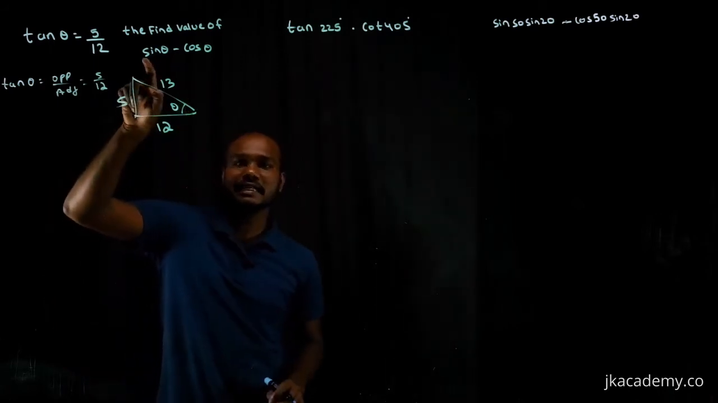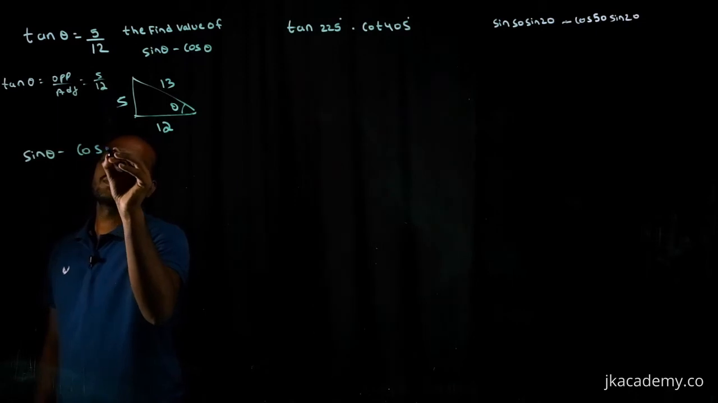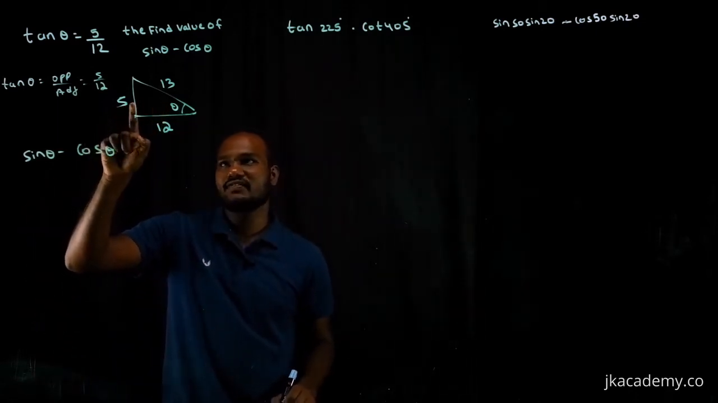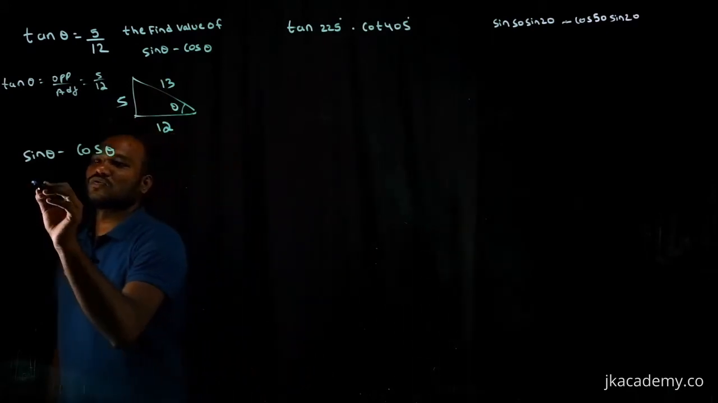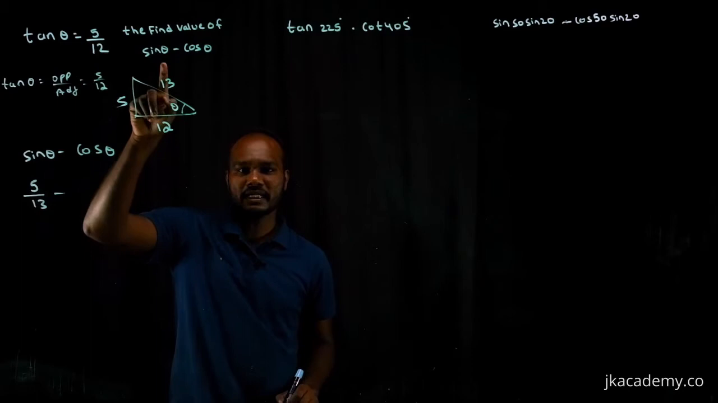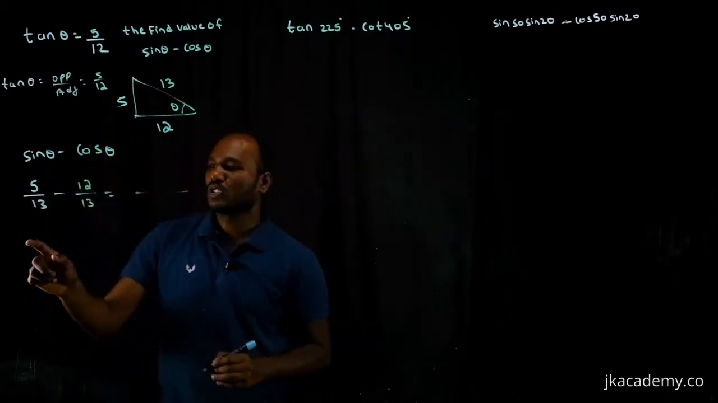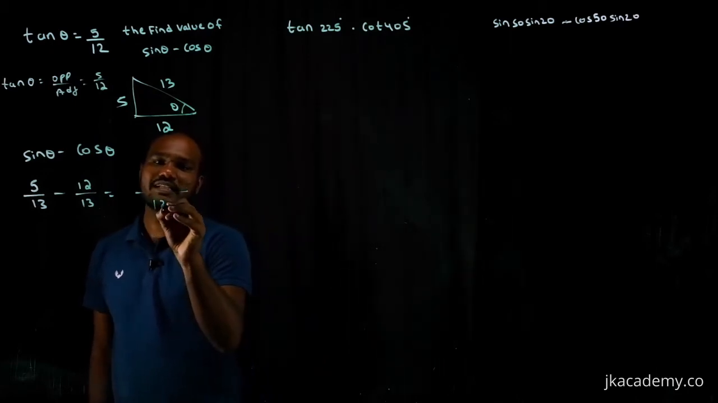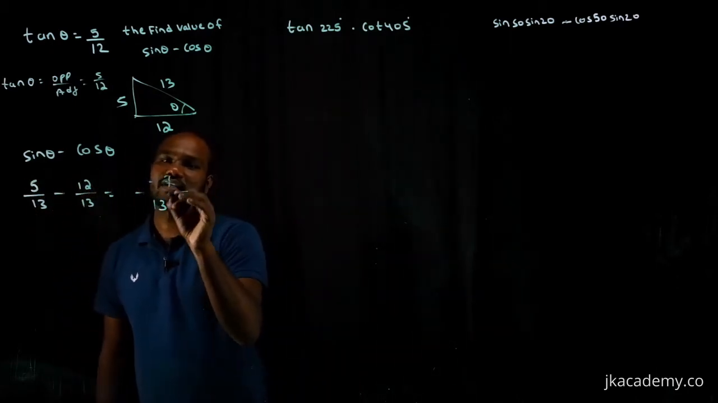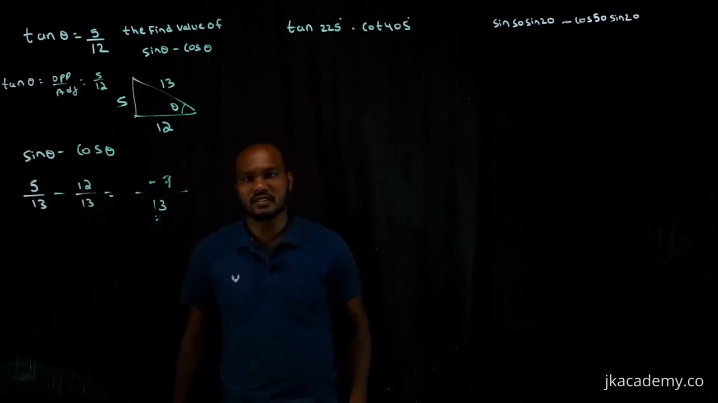What do we have to find? Sine theta minus cos theta. What is sine theta here? Sine theta is opposite by hypotenuse. That is 5 over 13. So 5 by 13 minus, what is cos theta? 12 by 13. So this will be 12 upon 13. So now the denominator 13 is the same. So LCM will be 13. So 5 minus 12, that is minus 7. So the solution for this is minus 7 upon 13.